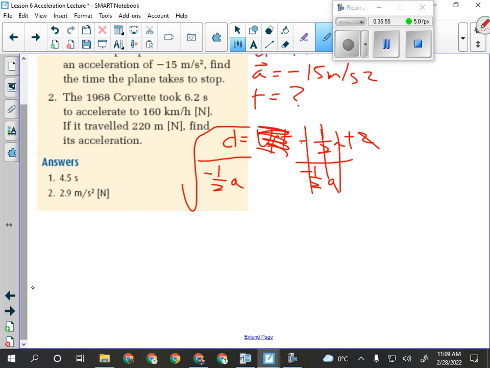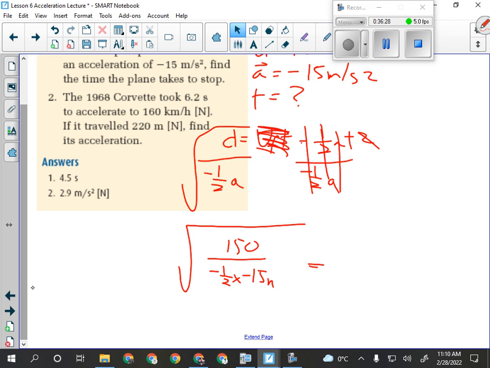Okay, so now I've got my numbers here. It's going to be the square root of, what was our distance there? 150 meters it said, divided by negative 1/2 times negative 15 meters. And again, these two negatives make sure that I get a positive number. If I forget that, don't worry. Your calculator will tell you you did something wrong, because if you try to take the square root of a negative number, your calculator has a conniption fit, and it won't do it.